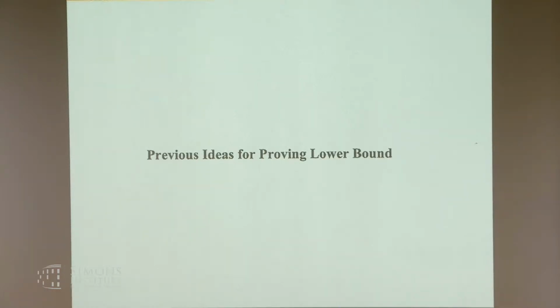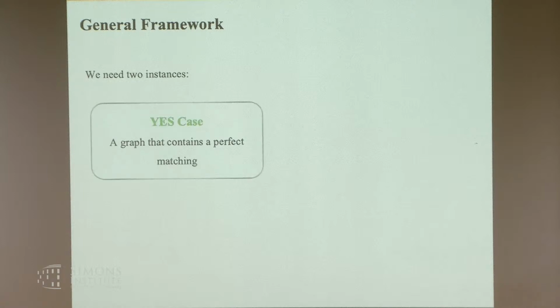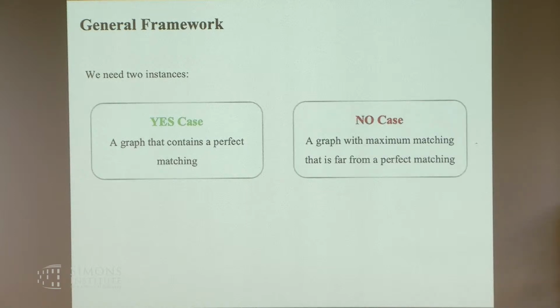I'm going to talk about the previous ideas for proving lower bounds. The general framework is that we have two instances. One of them I call the yes case: the graph has a perfect matching. In the no case, the maximum matching of the graph is far from being perfect. And we want to somehow hide some of the maximum matching edges. So we want to show that a constant fraction of the maximum matching edges are indistinguishable.